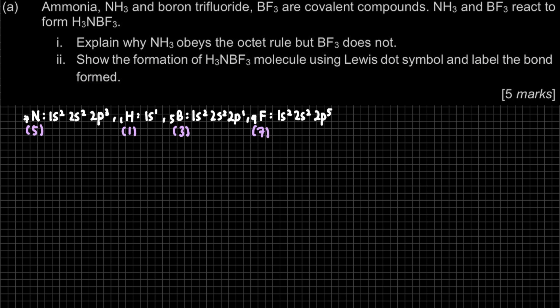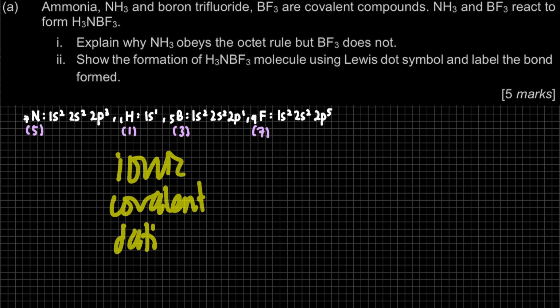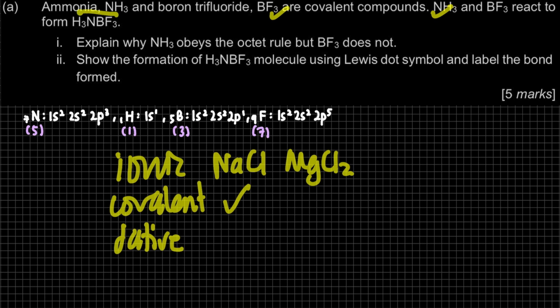So again, our NH3 and BF3 are covalent compounds. That's why we draw the Lewis structure. But right now, this NH3 and BF3 will react to form this molecule. So what's the bond formed? For our syllabus, we learn about ionic bond, covalent bond, and last but not least the dative bond. Ionic is usually between, for example, NaCl, MgCl2, our salts. Covalent is as mentioned previously, BF3, NH3. For this case, NH3 BF3 here is actually our dative bond.